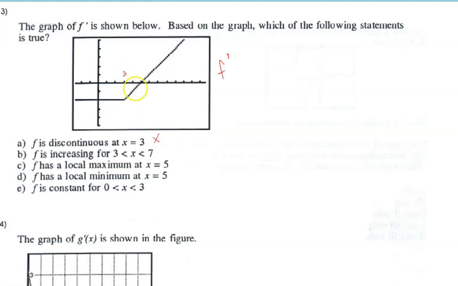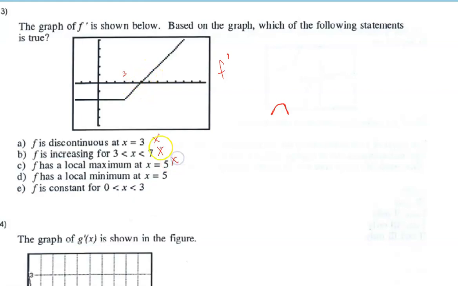Okay, no, because from 3 to 5 it is negative and then switches to positive, so that one is false. F has a local max at x equals 5. Okay, well again, from that chart, to have a max, we need to change from a positive slope to a negative slope. So, are we changing from a positive derivative to a negative derivative at x equals 5? No, we are not. We're changing from negative f prime to positive f prime.